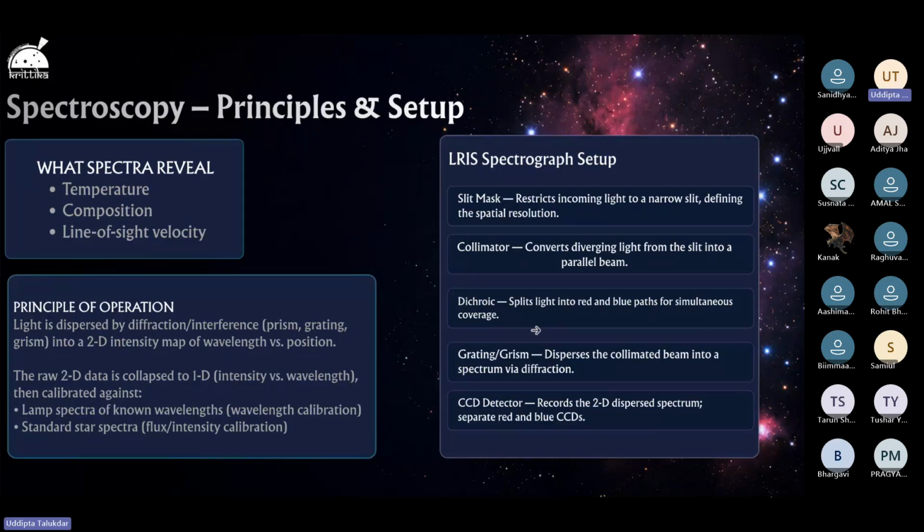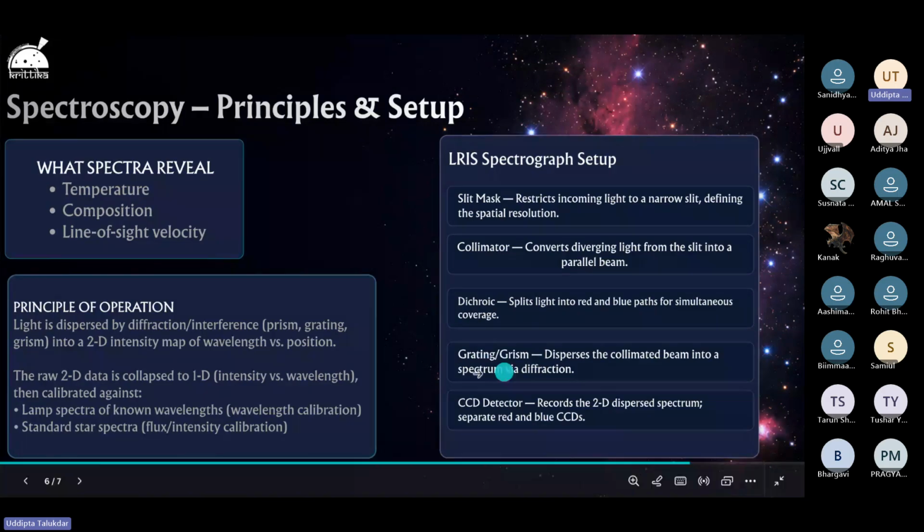So let us understand the full light path in just one line. First, light comes from the sky, it hits the slit, then it goes to the collimator so that it becomes a parallel beam of light. Then the dichroic, which reflects the blue light one way and transmits the red light the other way. Then we have the grating or the grism where the dispersion actually happens, and then finally the CCD detector, which records the 2D dispersed spectrum.